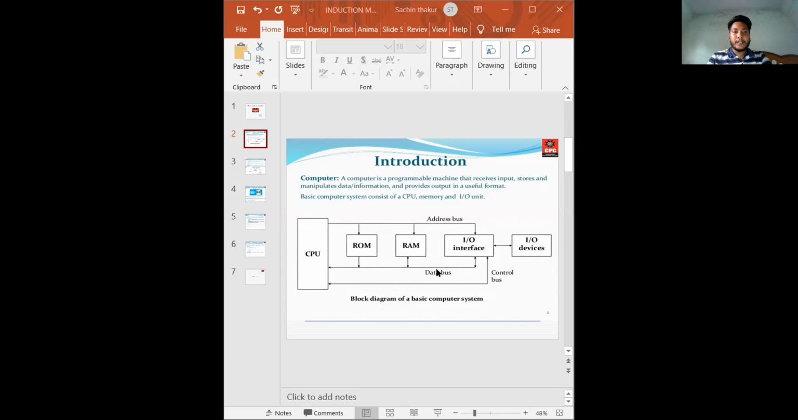The address bus consists of 16, 20, 24 or more parallel signal lines, and its function is to determine the number of memory locations that the CPU can address. If the CPU has n address lines, then it can directly address 2 raised to the power n memory locations. Similarly, the data bus consists of 8, 16, 32 or more parallel signal lines.